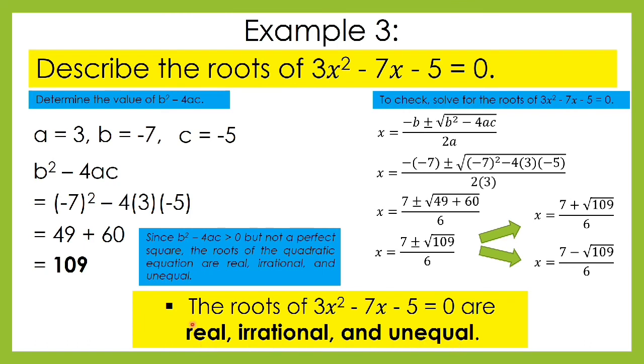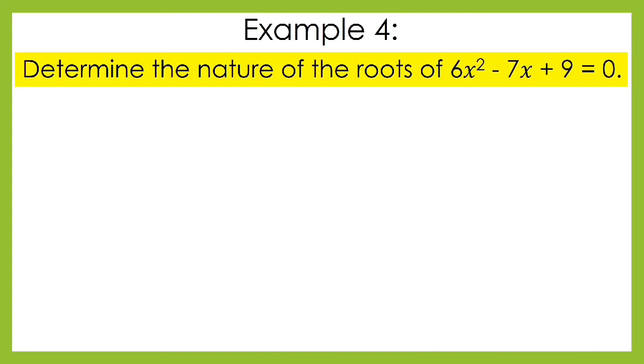Always remember, if the value of b squared minus 4ac is greater than 0, but not a perfect square, then the roots are real, irrational, and unequal. Let's have example 4. Determine the nature of the roots of 6x squared minus 7x plus 9 equals 0.